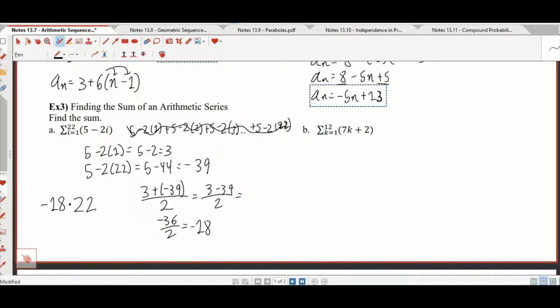Now finally, we're going to do negative 18 times the number of terms, which in this case is 22. I don't have that memorized. Negative 18 times 22, negative 396. And that would be the sum based on the formula.